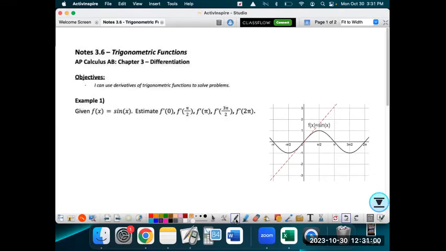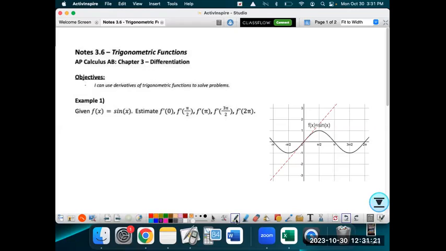So in example 1, it says, given f of x equals sine of x, estimate f prime of 0, f prime of pi over 2, f prime of pi, f prime of 3 pi over 2, and f prime of 2 pi. Now I want you to remember, how do we visualize the derivative? Hopefully you said slope of the tangent line.